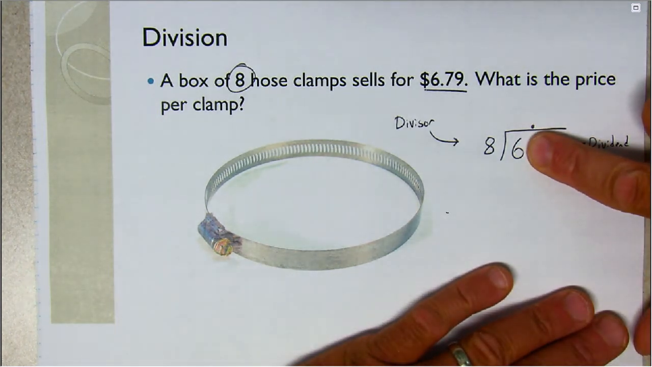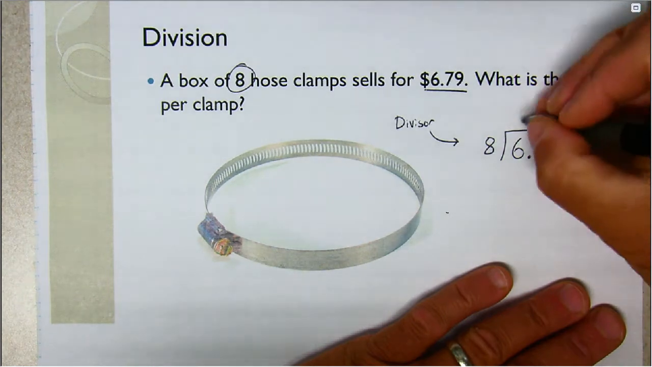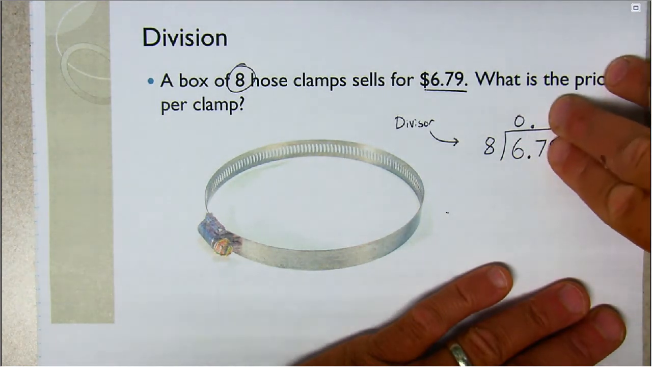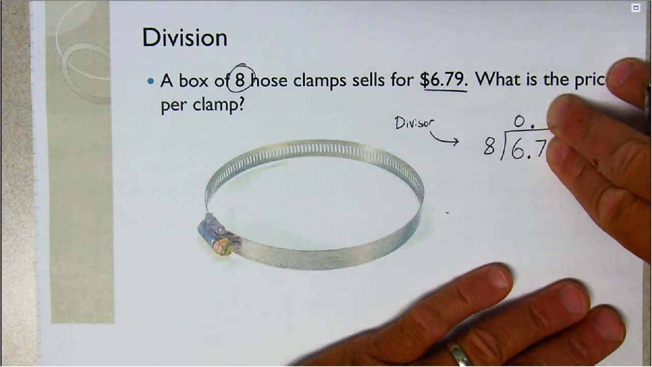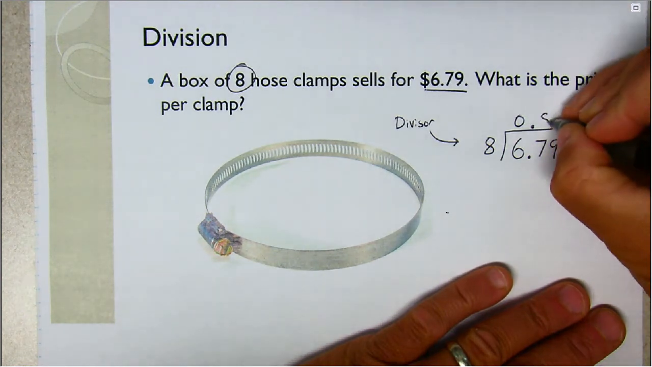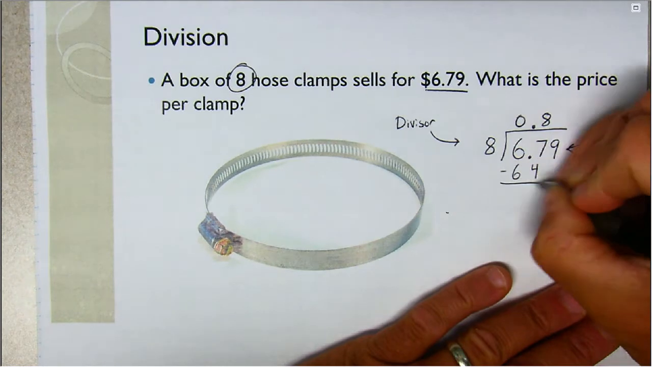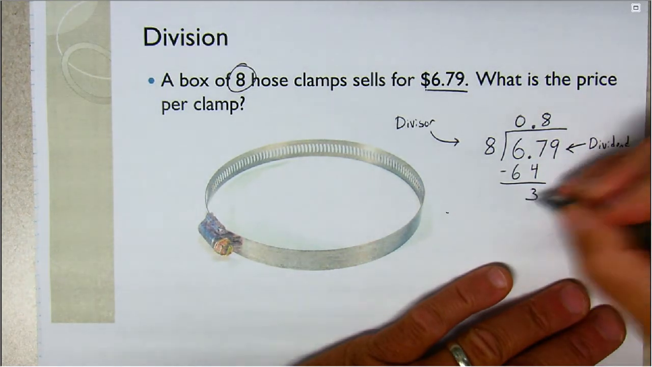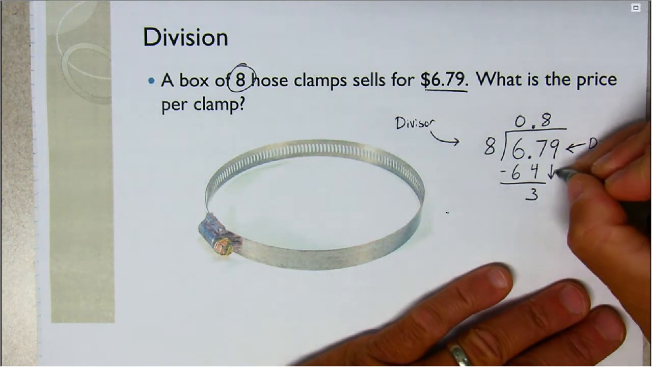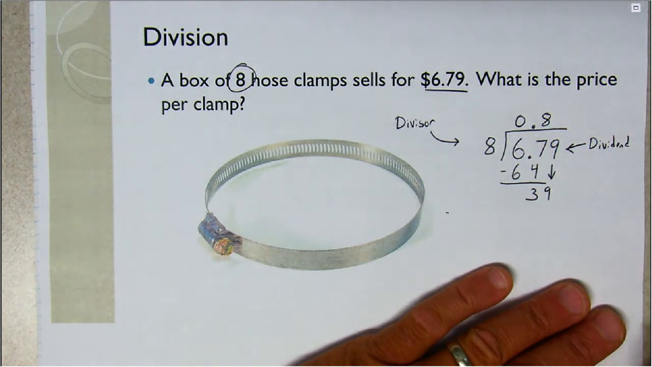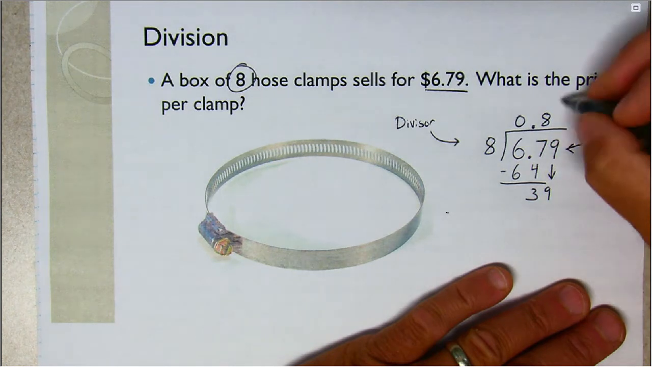Does 8 fit into 6? Nope, it doesn't. So we could put a 0 above there. How about 67? Does 8 fit into 67? Yeah, it does, 8 times. 8 times 8 is 64, and we subtract. That leaves us with a 3. Now we can drop our next digit, and we get 39. Now, does 8 fit into 39? Yeah, it does, 4 times.